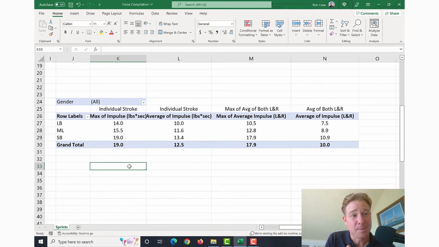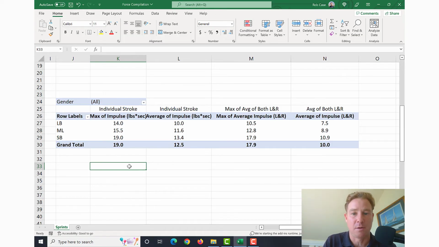This is the exact balance between stroke force and stroke rate, because it takes stroke force and multiplies it by time, which is a part of stroke rate. Right? Rate is distance over time. This is just the time portion of it.